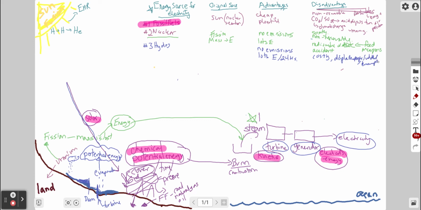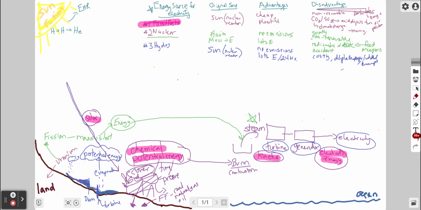Okay, so the original source of hydroelectric power, you got to look back to the sun, because it's the sun that's driving the water cycle that gets that water up the mountain so that it can run downhill. So the original source, again, is that sun, that solar energy, that heat that's created by the nuclear reaction in the sun.